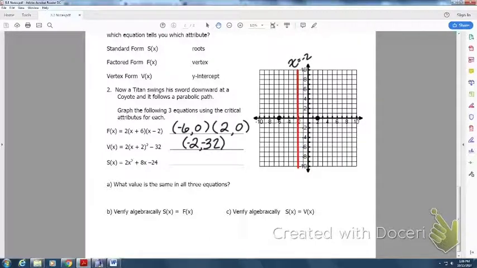Looking at this right here, Connor, what would the y-intercept be? 0, negative 24. And again, this is a poor graph for this problem. But you can tell that it would be some kind of concave up parabola.